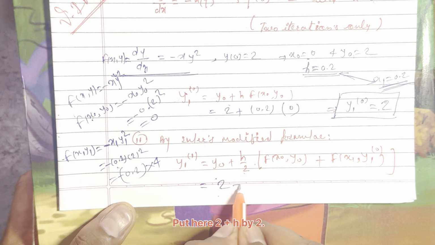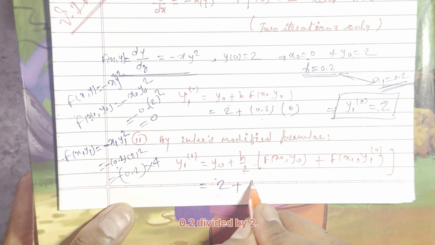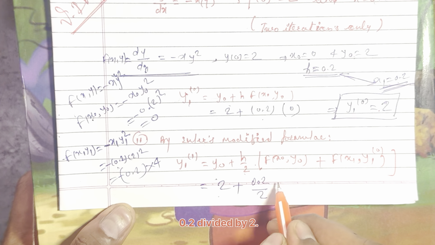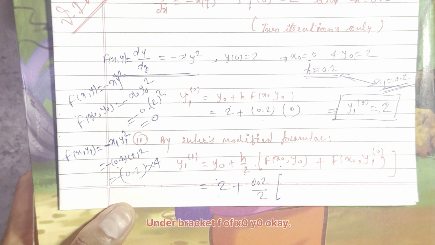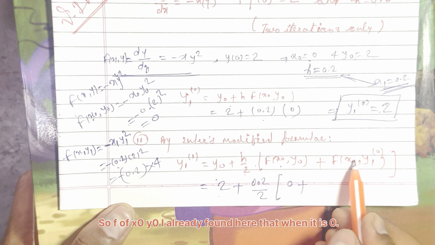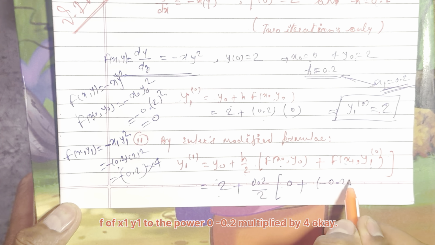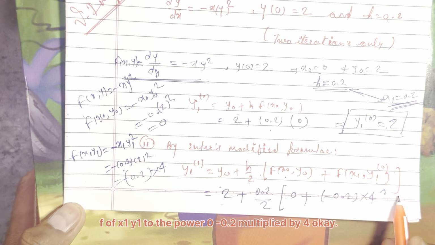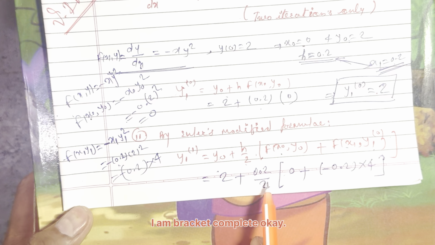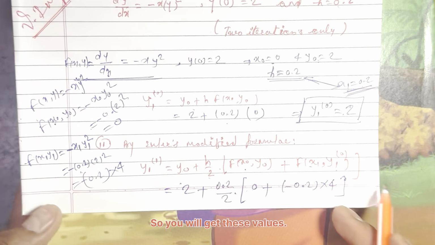So what we have, y naught is 2. Put here 2 plus h by 2. H by 2 means, what is the value for h? H is 0.2. So 0.2 divided by 2, under bracket f of x naught, y naught. F of x naught, y naught, I already found here. That one is 0. Then f of x1, y1 to the power 0 is minus 0.2 multiplied by 4. Complete the bracket, and you will get these values.